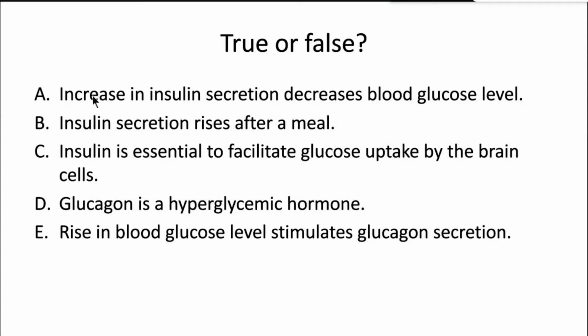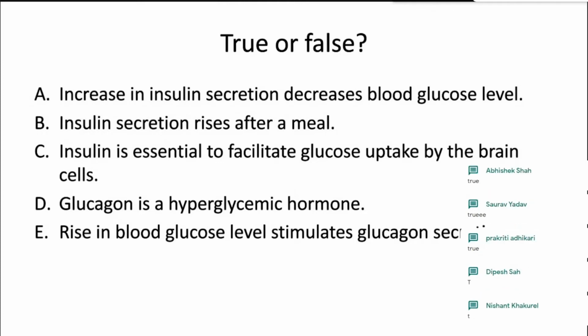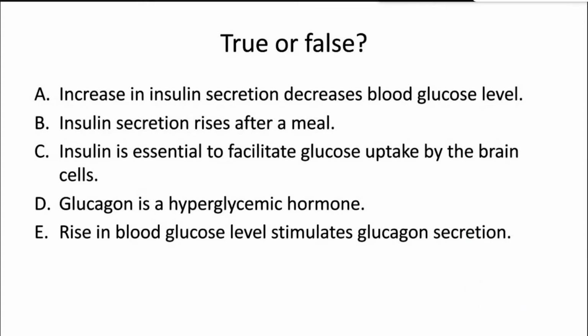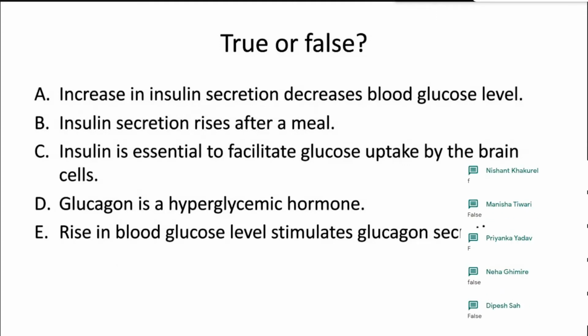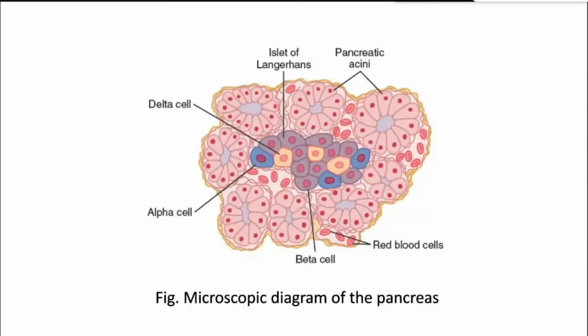Next, glucagon is a hyperglycemic hormone. It means it will increase blood glucose level. Okay, good. It is true. In terms of glucose regulation, it has the opposite effect as compared to insulin. Rise in blood glucose level stimulates glucagon secretion. That is false. The opposite is true. Now today we'll mainly focus on insulin, and in our next class glucagon also.